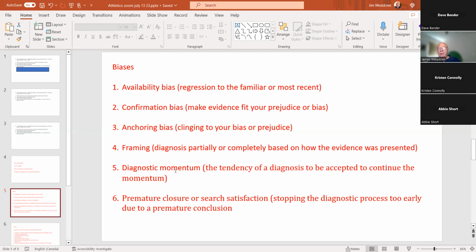Premature closure or search satisfaction is you stopping the assessment too early. You know what it is, but you've stopped too early, and there's information that would have changed your mind. Okay, so they're really the common biases.